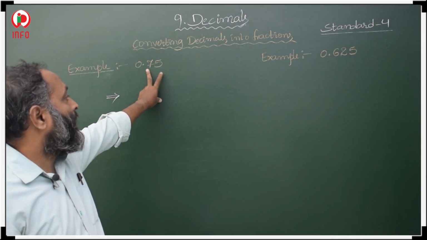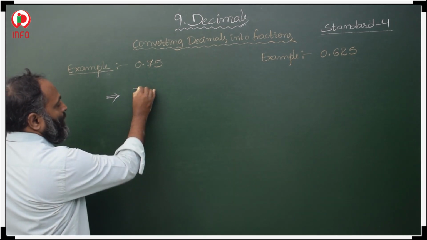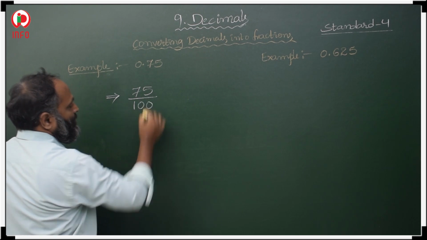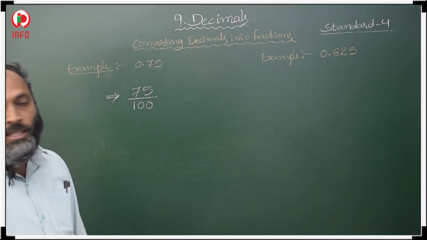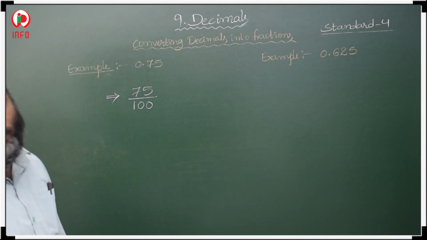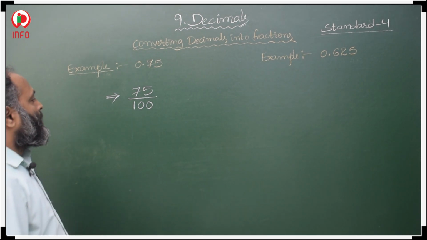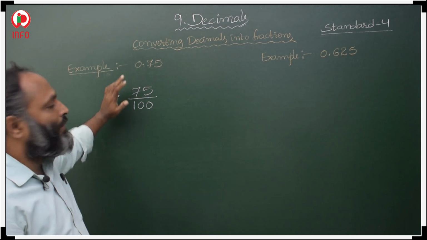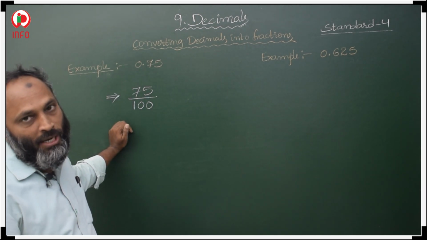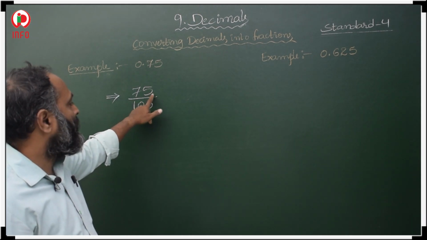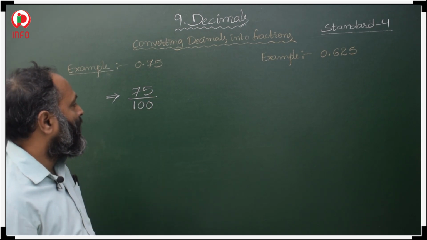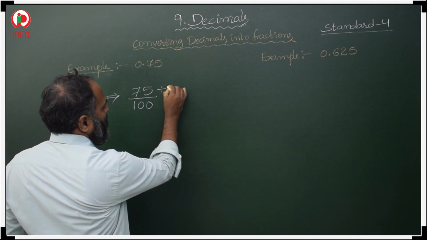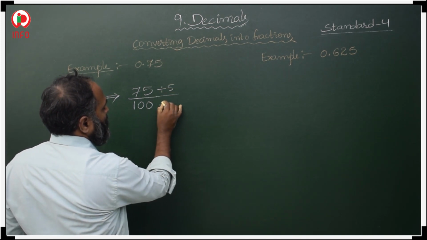75 hundredths means 75 by 100. Hundredths means we have to take it by 100. Okay. Here, 75 by 100 means 75 hundredths. Here there is a 5 and a 0 in the ones place. These two are divisible by 5. Now divide with 5.